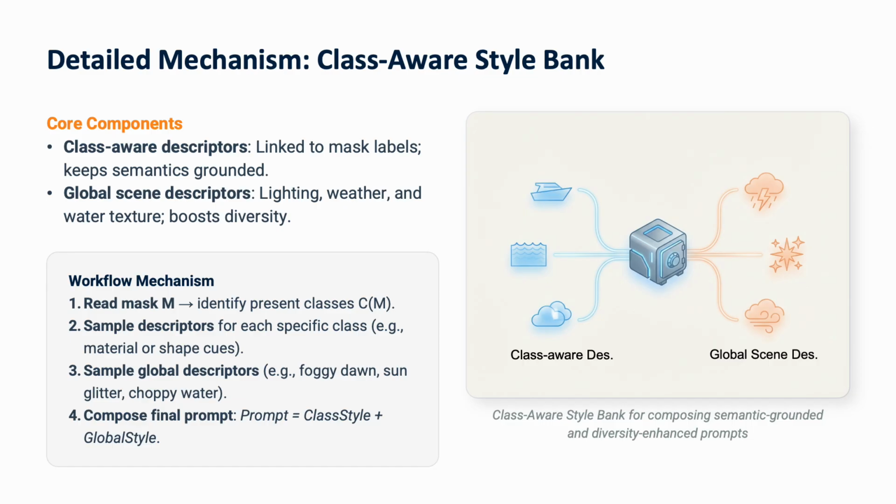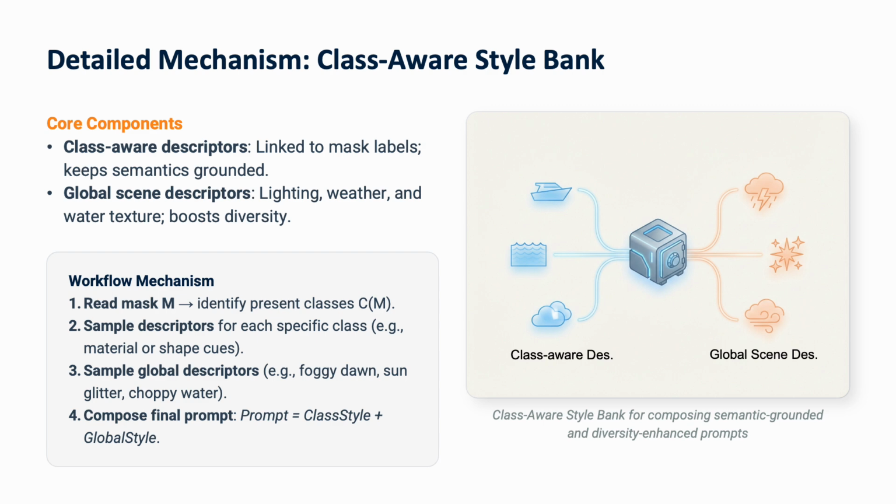Now let's first talk about the class-aware style bank in more detail. In marine obstacle segmentation, the label space is very small, typically just sky, water, and obstacle. If we rely on simple class-list prompts, the diffusion model often falls into mode collapse, where many generated images look almost the same. Our style bank addresses this by expanding each class into a rich set of realistic style descriptors.